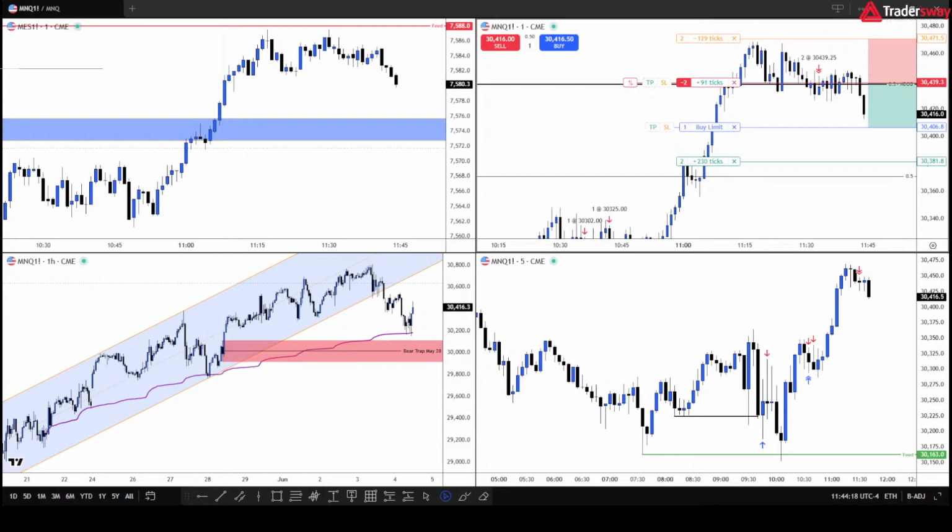Where's the camera? Okay, the camera disconnected. Okay, I have to fix it. Give me a moment. All right, now I can move the stop to break even.